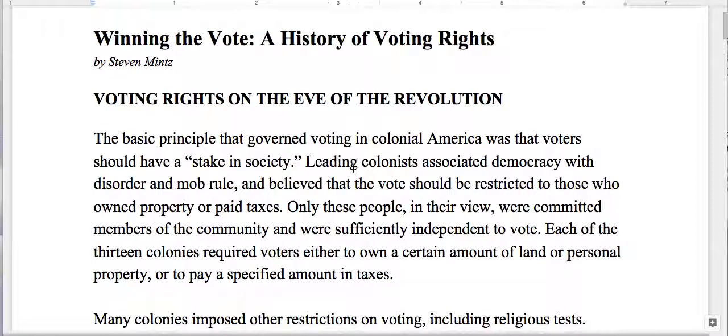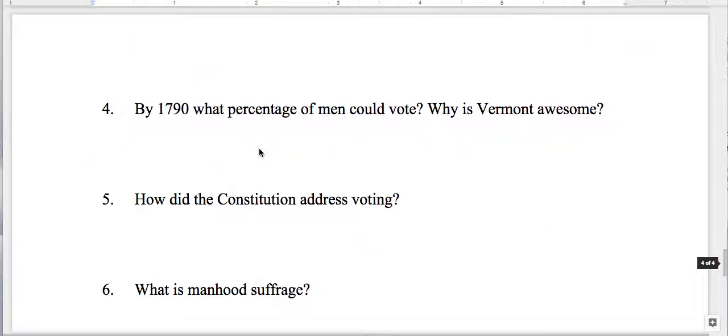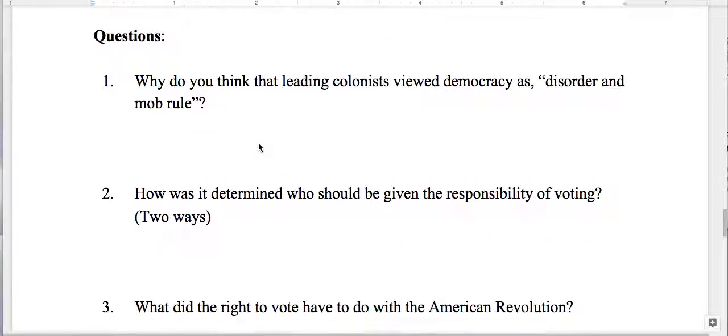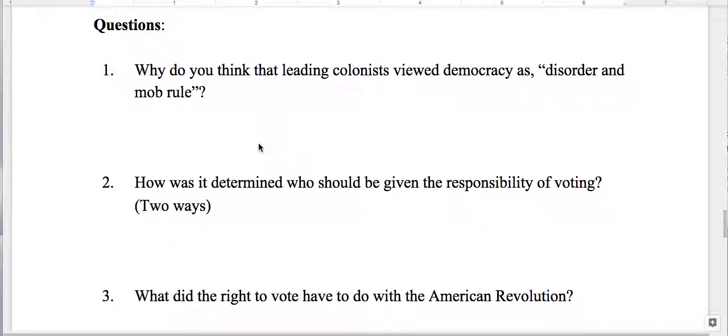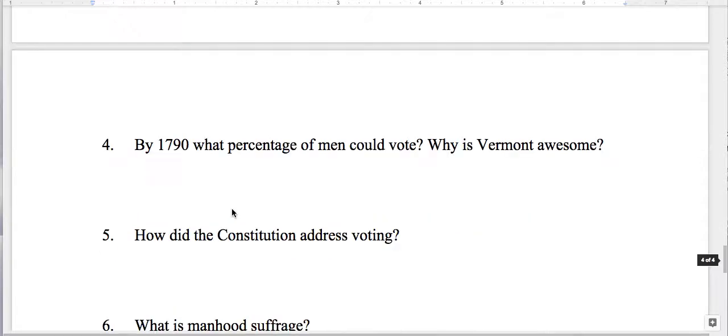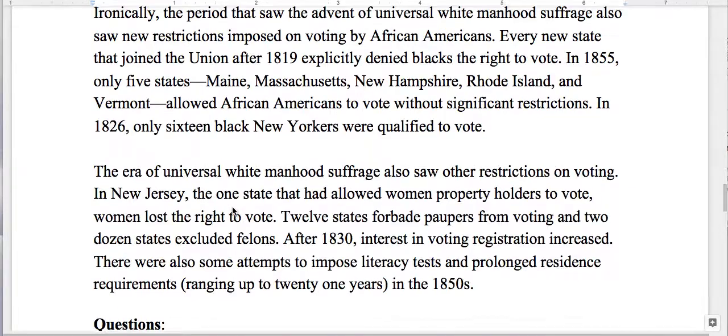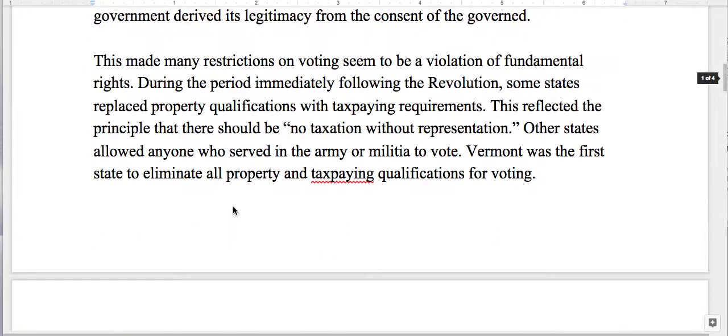The purpose of this screencast is to read and think aloud the article Winning the Vote, A History of Voting Rights by Stephen Mintz. Before you even start reading, or before I start reading, I highly recommend you go and read the questions. So while you hear me read aloud and while you're following me, you can have these questions in mind. They are at the bottom of the article.